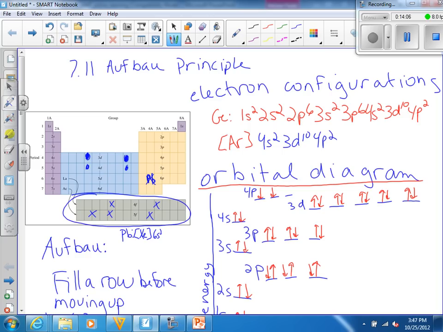Now, notice it looks like it's 5d1, and then 4f14, and then 5d9. But we're going to put all those d's together. So we had the 5d1 and the 5d9, and we also have to go all the way through the 4f. So we'll go 4f14, 5d10, there were 10 total here, and then 6p2. And that's the configuration for lead.